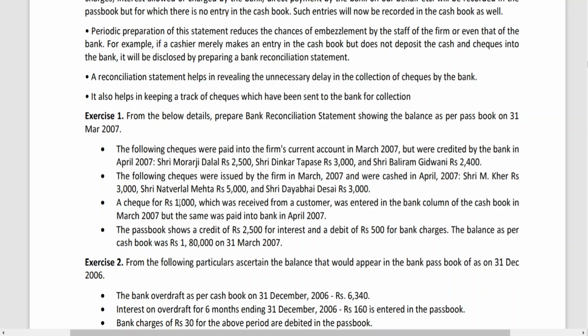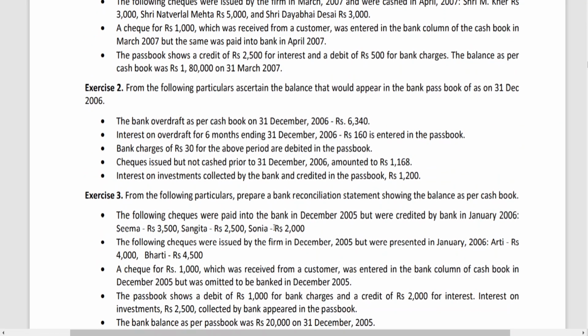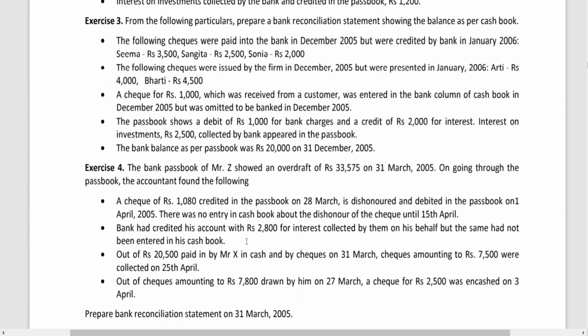That means this is a tailor-made problem for us to simply do. Realistically speaking, in a real-time scenario, they won't provide you this information. You need to get it by comparing the cash book and passbook. But this is tailor-made, given so that we can simply do the problem. It's very simple. I think we have seen the first problem. If anybody has a doubt on the first problem, let us see the third problem.